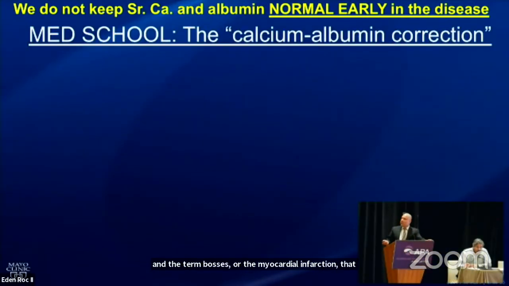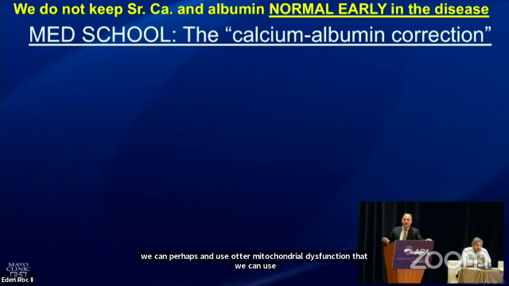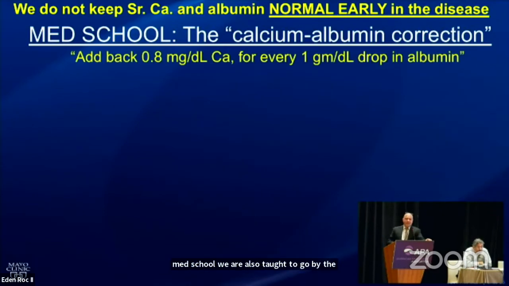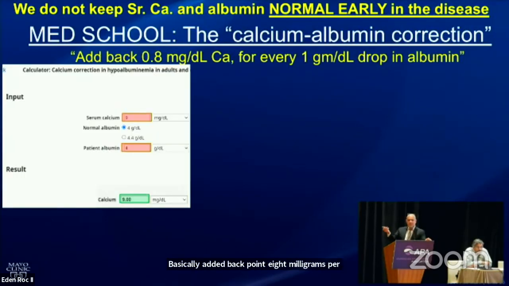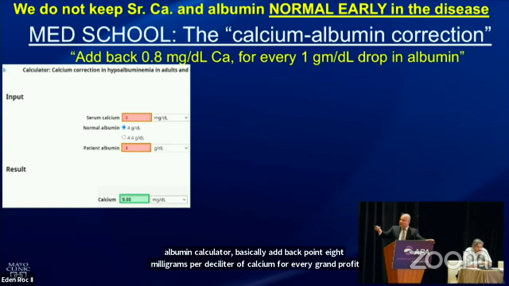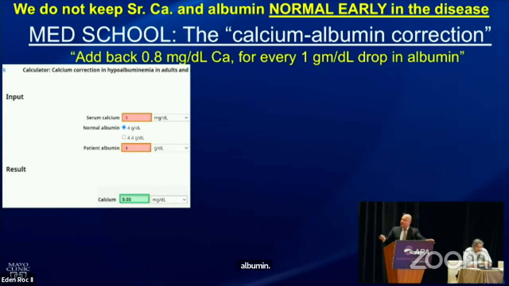In med school, we are also taught to go by the calcium albumin calculator. Basically add back 0.8 milligrams per deciliter of calcium for every gram drop in albumin. So you can go to any calculator, MDCalc. This is from UpToDate. So if you take a calcium of 9 in a normal person, albumin of 4, the corrected calcium is 9.